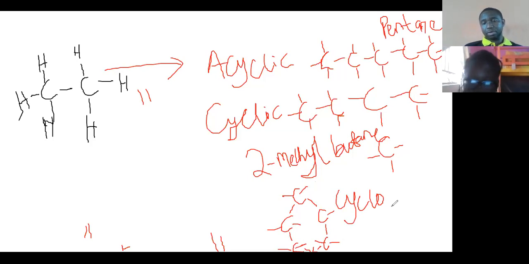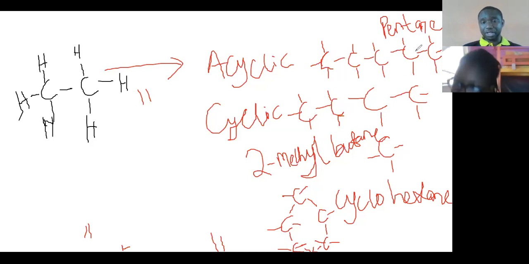1, 2, 3, 4. Hexane. Now, this is an example of cyclic. Cyclic compounds are actually the straight chain compounds or hydrocarbons, and could be the branch chain, or they could be in a cyclic form. I don't want to say a ring form because we are coming to that aspect. A cyclic form. So this is an example of a cyclic pentane, a straight chain.